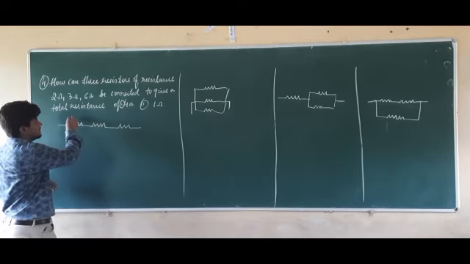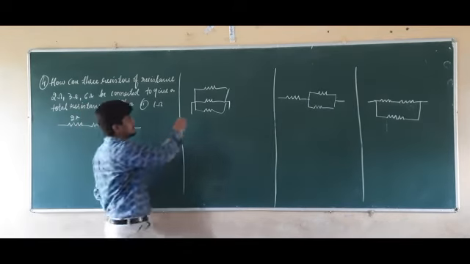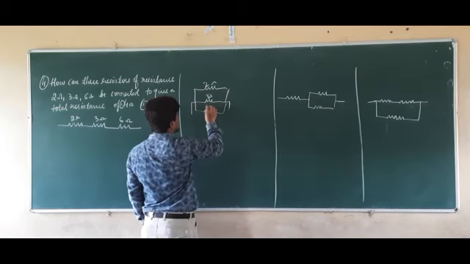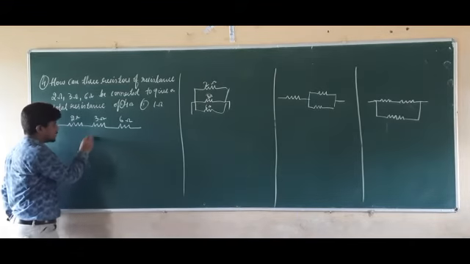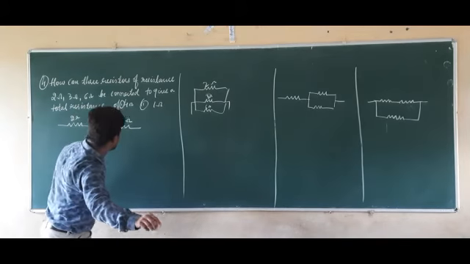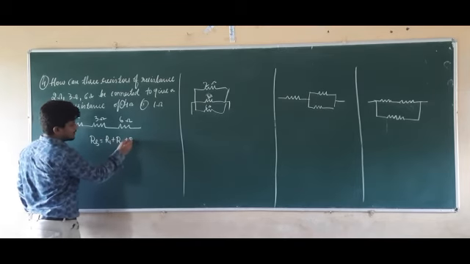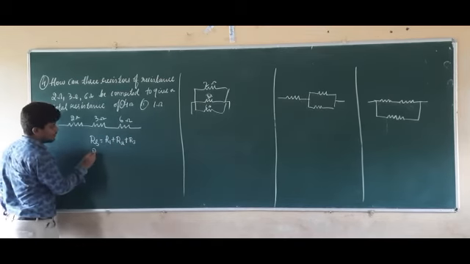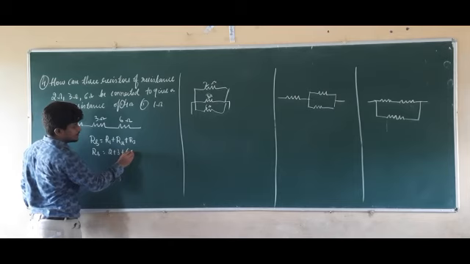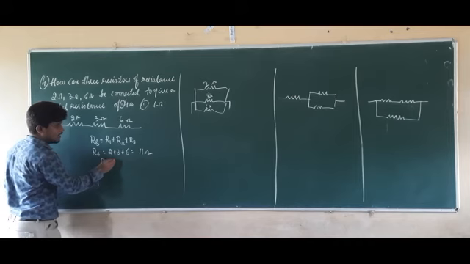So let us take this as 2 ohms, this as 3 ohms, this as 6 ohms. So this is also 2 ohm, 3 ohm and 6 ohm. One by one we are going to calculate here. To calculate the effective resistance in series, what is the formula there? It is Rs equal to R1 plus R2 plus R3. So Rs equal to 2 plus 3 plus 6, which is equal to 11 ohms. Therefore Rs equal to 11 ohms.